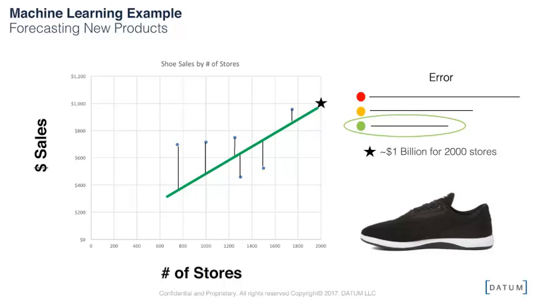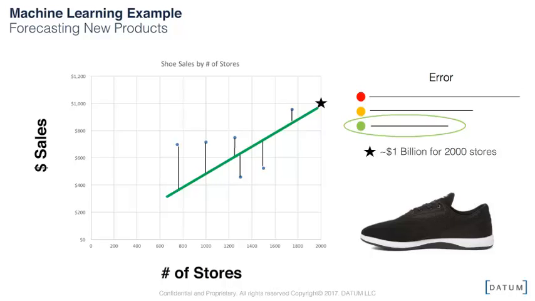Finally, now that we have a line that best fits our historical data points, we can make a prediction by plugging in the number of stores that might carry our shoe. So if our new shoe will be released in 2,000 stores, we can see that the intersection of 2,000 stores amounts to a prediction of about $1 billion in sales. And if we were to carry the shoe in 1,600 stores, then we could expect to sell roughly 800 million in shoes, and so on.